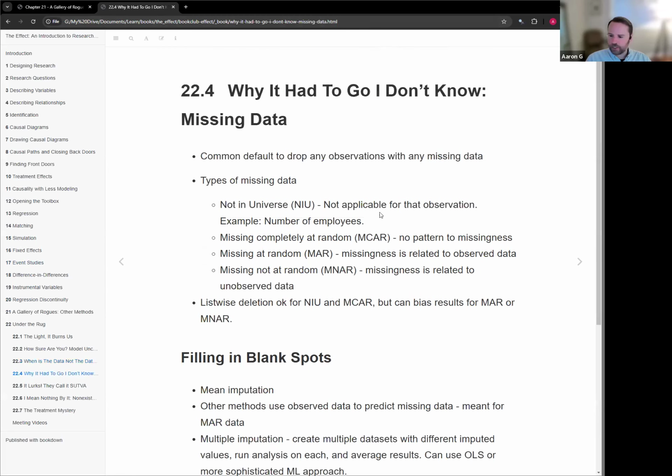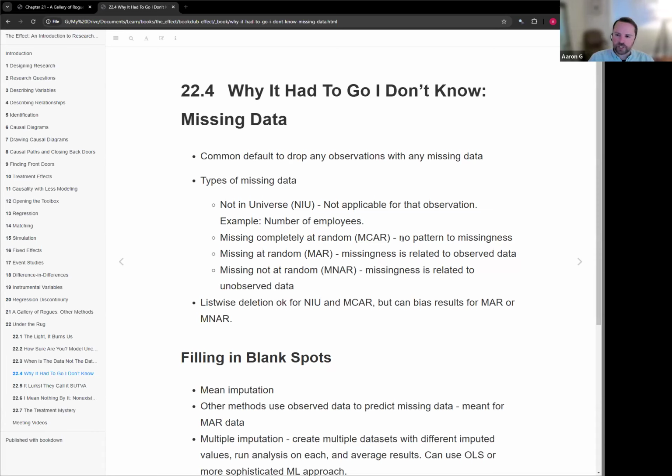Okay, next section, doing a time check here, 20 minutes. This is missing data. It's a causal inference problem. It's a research problem. If you work with data, you deal with this issue. And a lot of statistical software by default tends to just drop any observations where there are any missing values. You should be aware of that, and that may or may not be the best thing to do.